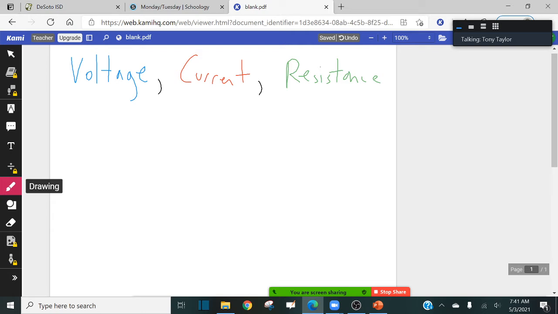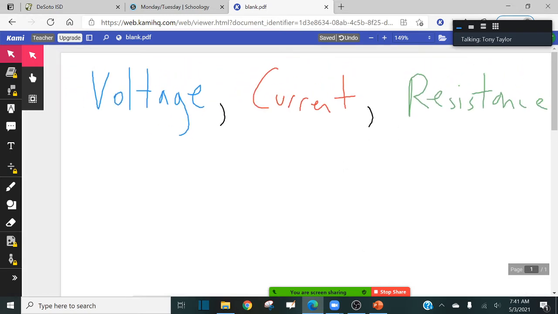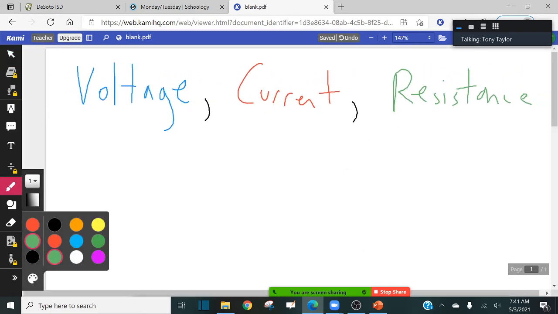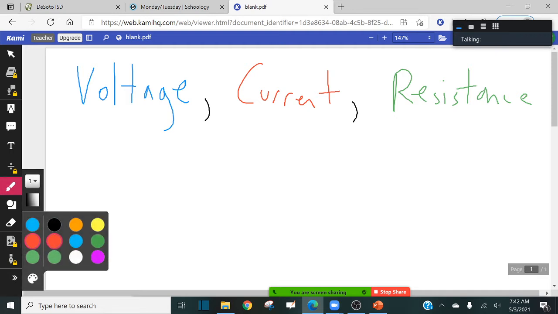Now, as far as your units are concerned, whenever you're writing out your answers for these three terms, because you're going to be solving for them, you guys need to know what your units are. So, let me write this down.